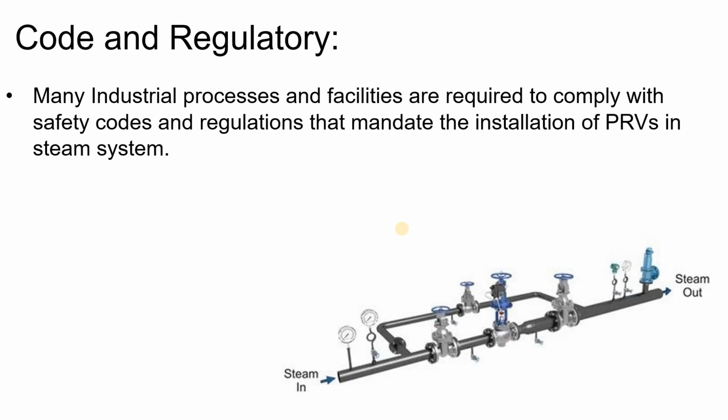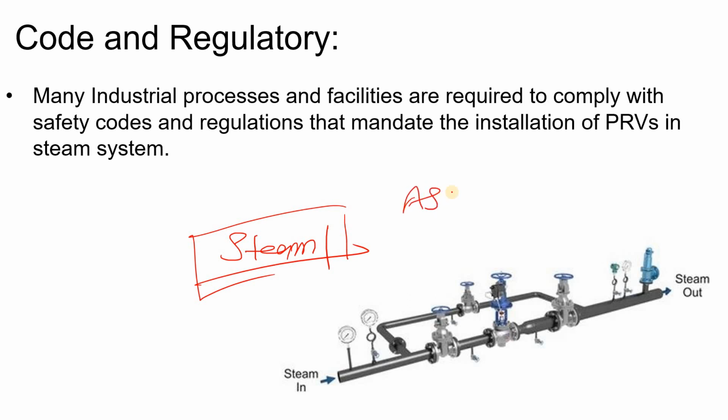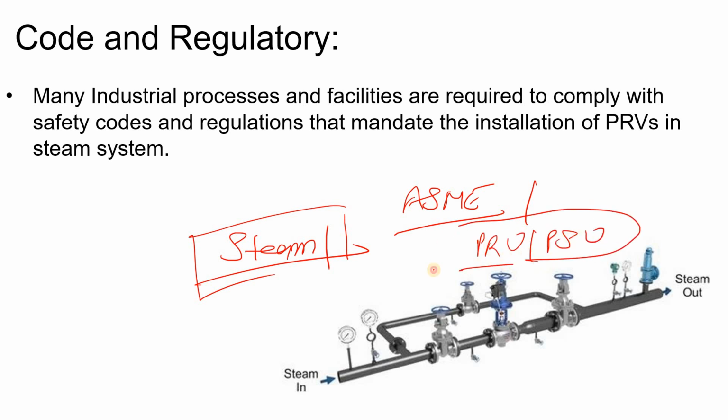Now, lastly, code and regulation, right? If you are handling a steam system or a pressurized vessel, it is mandatory by the ASME boiler regulation that you will have to use relief devices. It could be a PRV or PSV to protect your system from over pressurization as well as the above scenarios. Many industrial processes and facilities are required to comply with safety codes and regulations that mandate the installation of PRVs in the steam system.